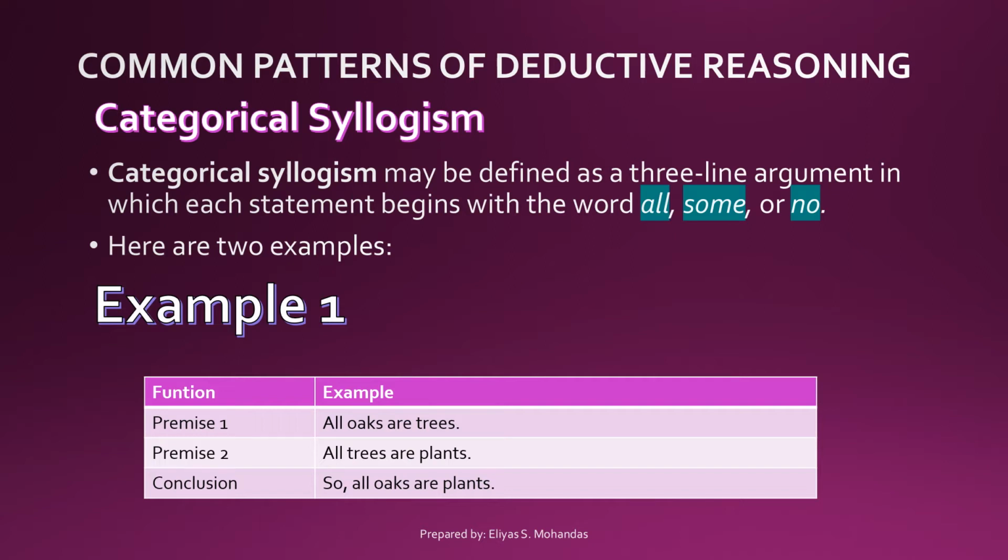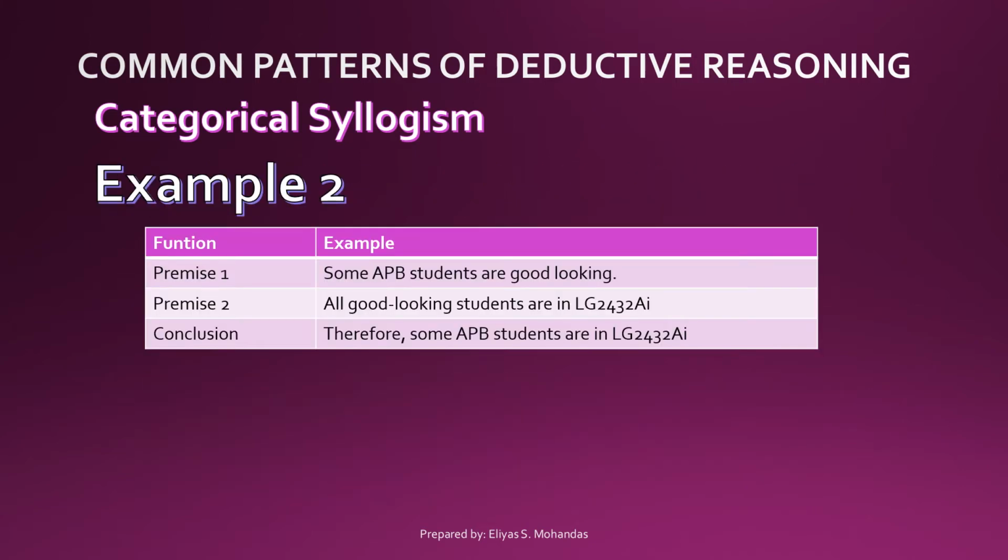The first example is all oaks are trees, all trees are plants, so all oaks are plants. Example number 2, some APB students are good looking, all good looking students are in LG 243 to AI, therefore some APB students are in LG 243 to AI.